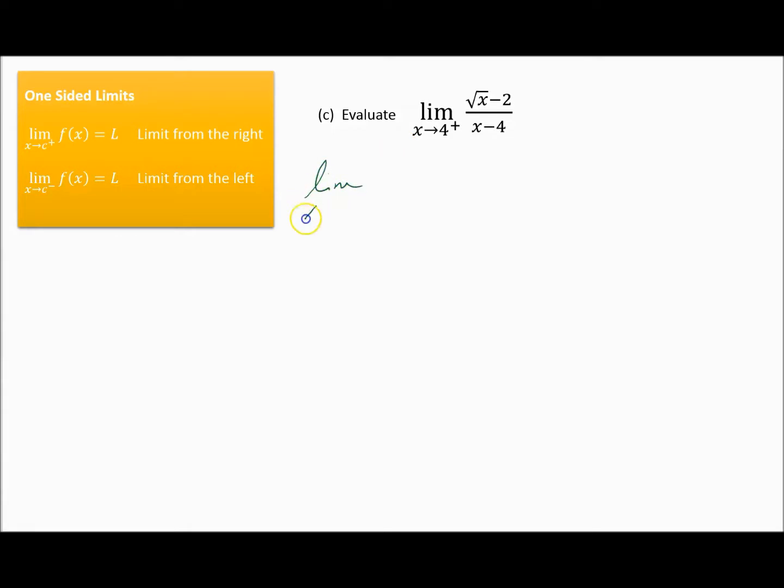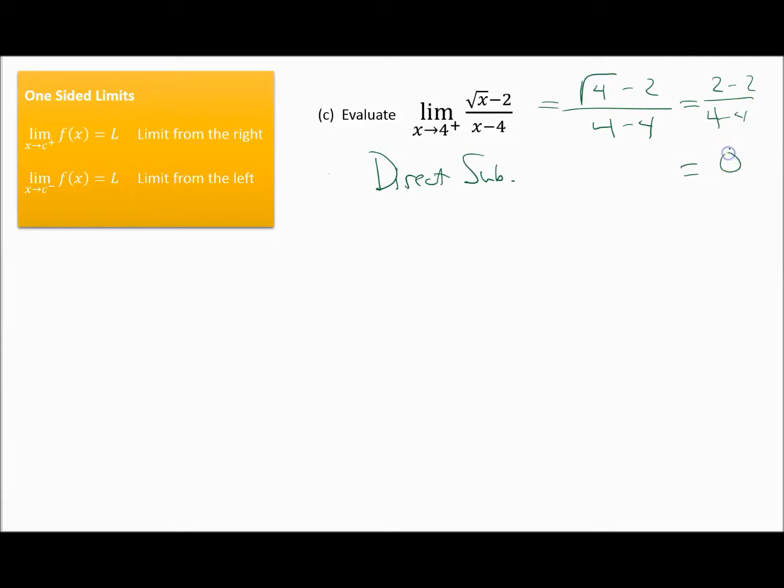You may already see through that. Actually, I don't need to write the limit again, because I'm just going to try direct substitution. That's what that's called. Direct substitution. That's what we're trying. So this is going to equal the square root of 4 minus 2 divided by 4 minus 4. So this results in a numerator of 2 minus 2, denominator of 4 minus 4, which is just a big fat 0, right? 2 minus 2 is 0, over 4 minus 4 is 0.